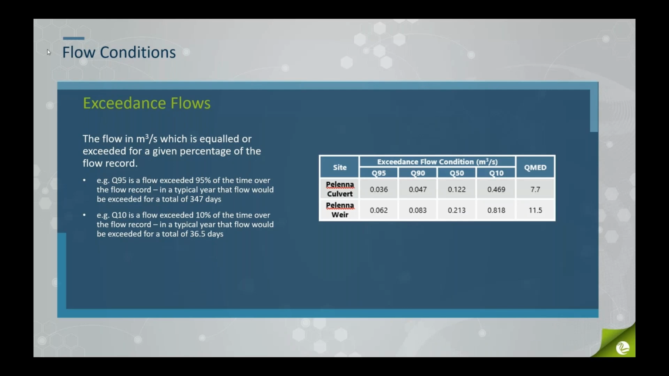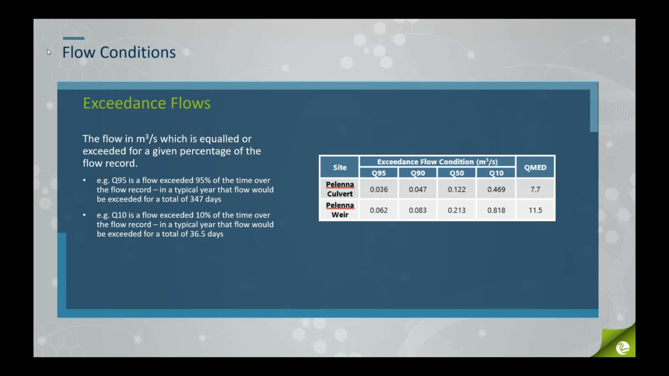On the right hand side, you can see I've got a table with some of those exceedance flow values for the two sites. So you can see they're quite low, particularly at the Q95 and Q90. They might almost be better described in litres per second rather than in cumecs. To put some context to how these compare to flood flows, I've put the QMED, or the 1 in 2 year flood flow, on the right hand side. So you can see that flood conditions are much higher flows even compared to the Q10.